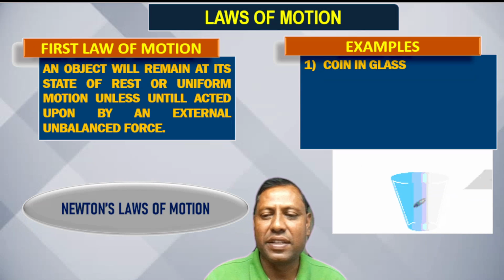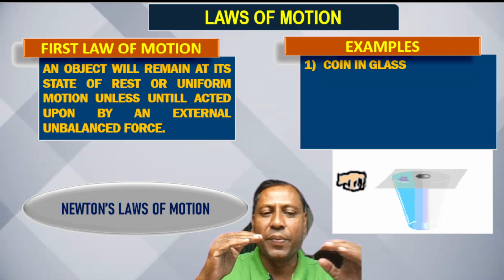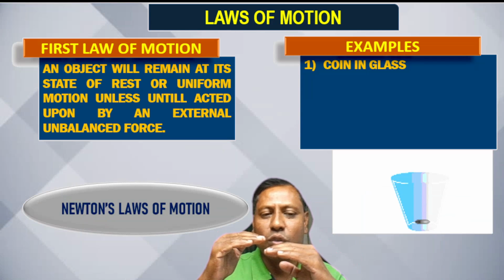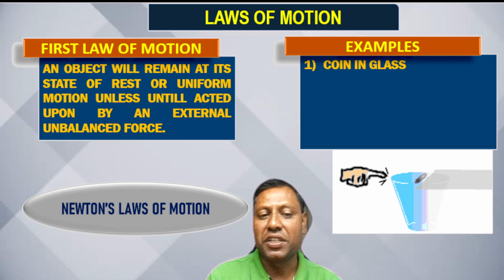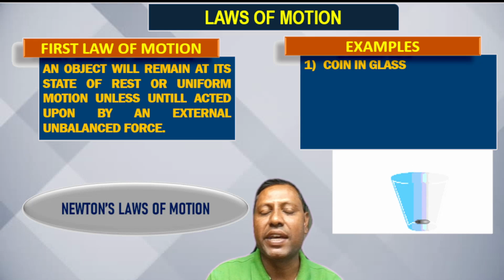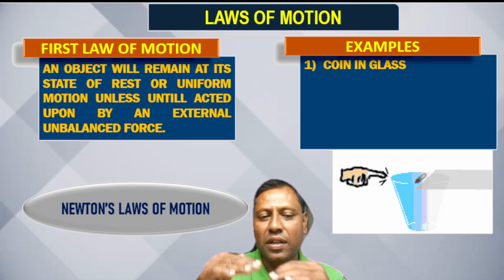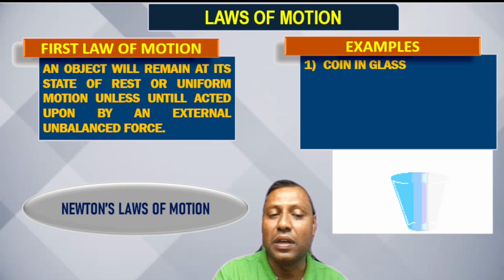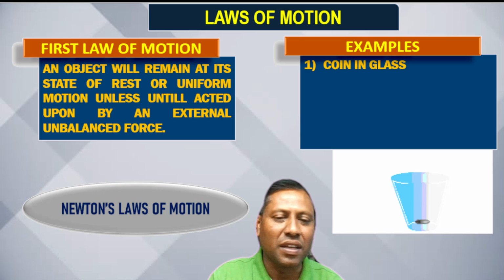So basically we can say that the coin wants to stay at its previous position when the paper is sliding away. At that time the coin does not want to go along with the paper and it will just fall down. But here one more argument can come: will the coin always fall down, or can the coin go along with the paper also? It may go along with the paper also, but there are different conditions for that, so we are not discussing that right now. Okay, so this is the first law.